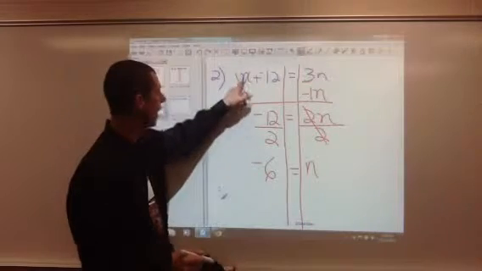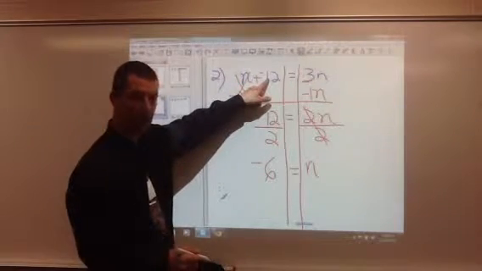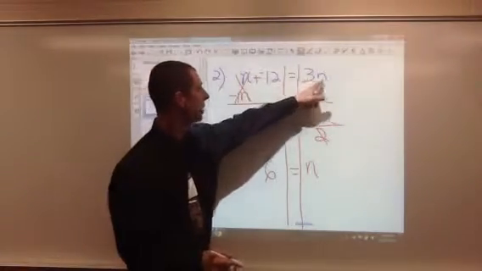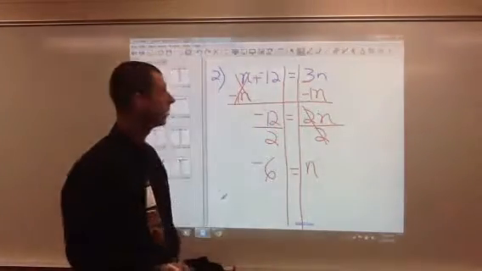And once again we can try it. Negative 6 plus negative 12 is negative 18. 3 times negative 6 is also negative 18, so it checks out.